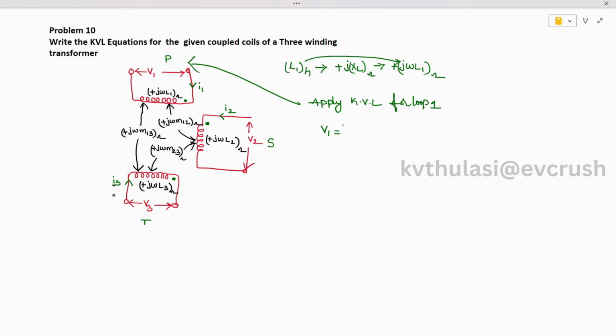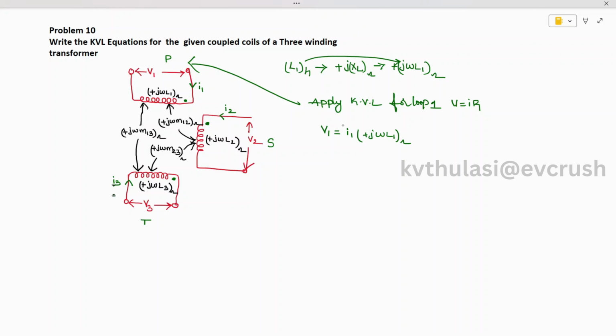The first drop is due to the inductor. The voltage is V equals I into R. The current in this inductor is I1, and the R value is plus j omega L1 ohms. With this, the self-inductance term is completed.